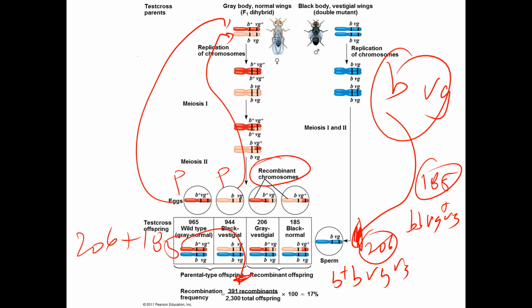So 391 recombinants out of a total of 2,300. To get the total, you just add 965, 944, 206, and 185, and you get 2,300 total offspring. So you divide 391 recombinants by 2,300, multiply by 100, and you get 17%. So the frequency of recombination is 17%, which is pretty low. Since it's so low, these genes are linked. They're really close to one another on the same chromosome.